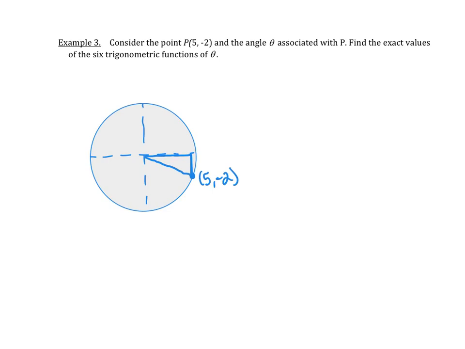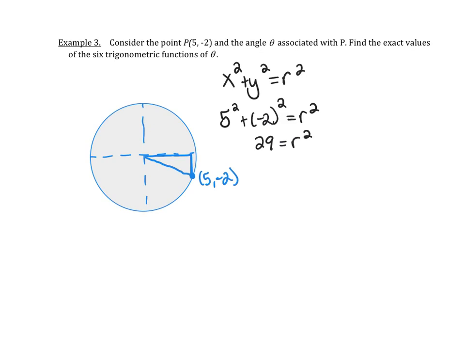So, we need to figure out what circle I'm on. X squared plus y squared equals r squared. I know the x is 5, and I know the y is negative 2. So 25 plus 4, 29 is the square of the radius. That means the radius is the square root of 29. Notice we don't do a plus minus here because radius is always positive.